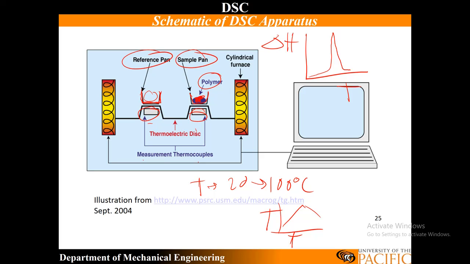And you can do a lot more. For another time in a different class, you can measure the glass transition temperature. So Tg is a second order phase transition. If you look at heat flow versus temperature, that would be this change in slope. So second order phase transition. So you can measure lots of different properties. And DSC is a very, very robust technique.